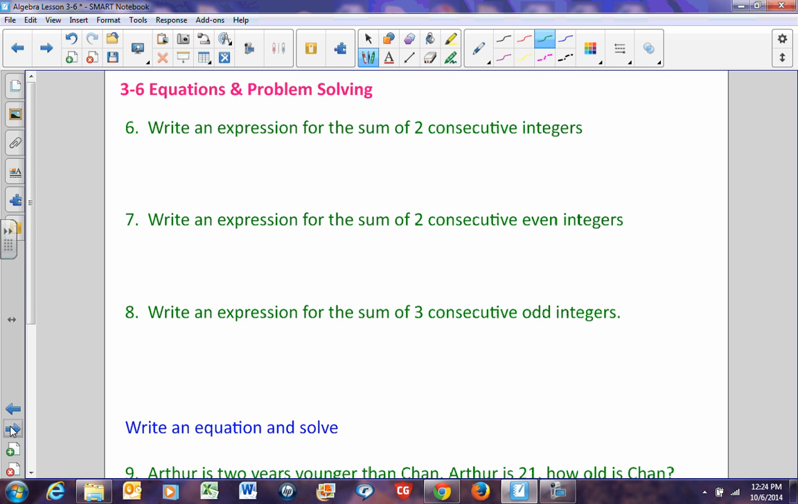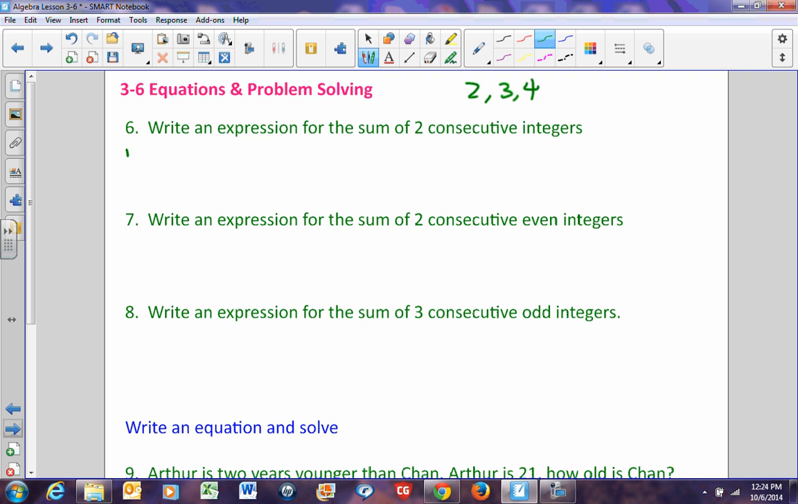Now we're going to write some expressions for consecutive odd and even integers. It says write an expression for the sum of two consecutive integers. They're not odd and they're not even, which means they're in a row. And numbers that are in a row, like 2, 3, 4, are only one number apart.